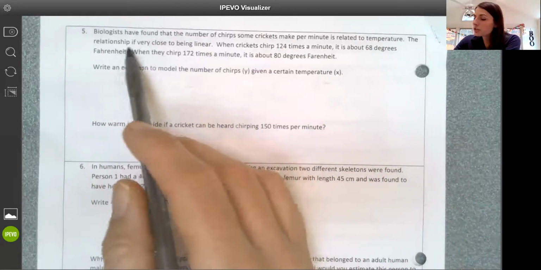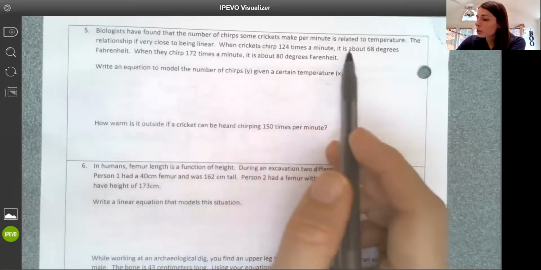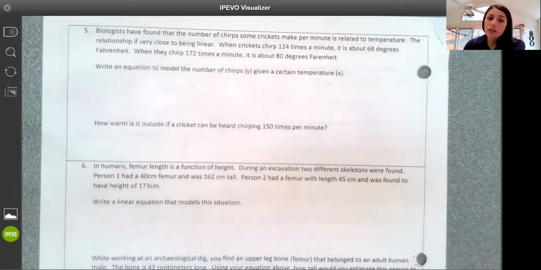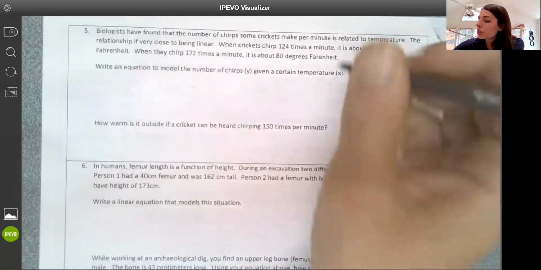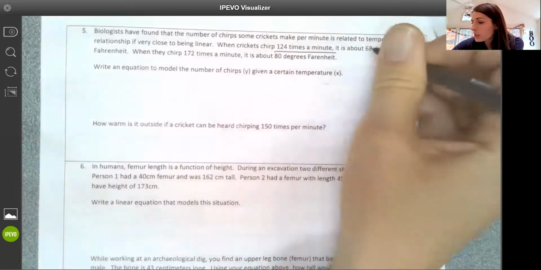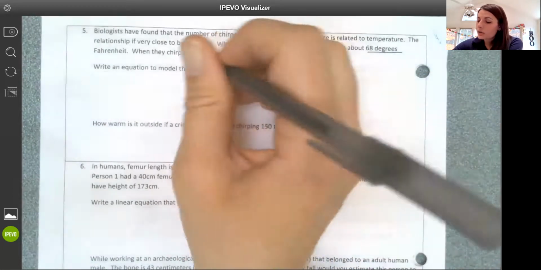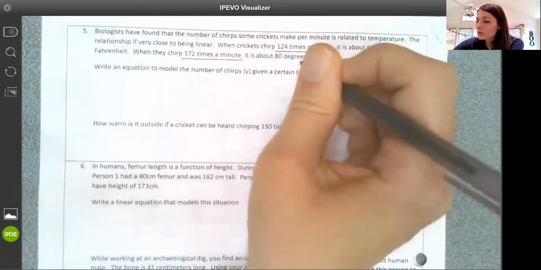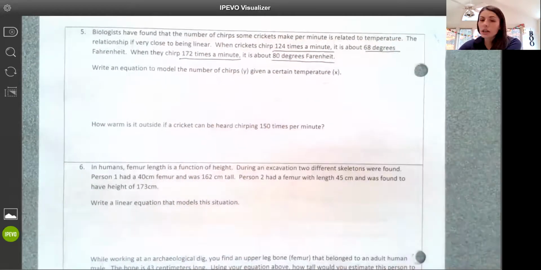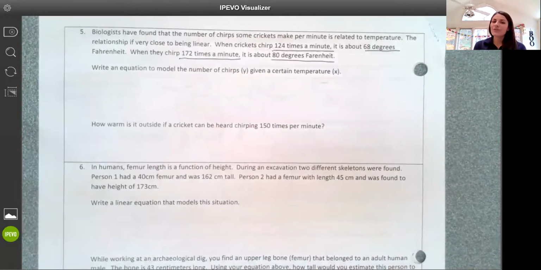So it says, biologists have found that the number of chirps crickets make per minute is related to the temperature, and the relationship is very close to being linear, meaning we can represent it with a line. It says when a cricket chirps 124 times a minute, it's about 68 degrees outside. Okay. And if it's chirping 172 times a minute, then it's about 80 degrees Fahrenheit outside.